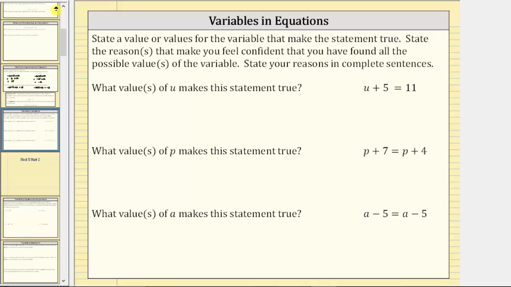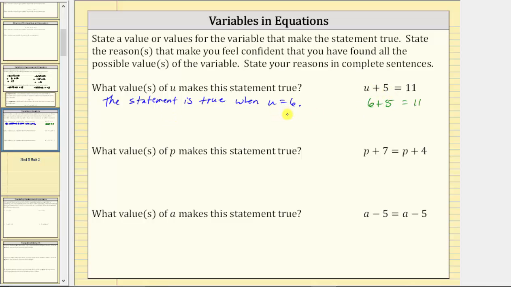makes this statement true. Looking at the equation, we want to find a sum that's equal to 11, and because we know that 6 plus 5 is equal to 11, if u is equal to 6, we have a true equation or true statement. So we'll say the statement is true when u equals 6. There are no other values of u where the sum would be equal to 11, and therefore we have only one value of u that makes this true, or we can say satisfies the equation.